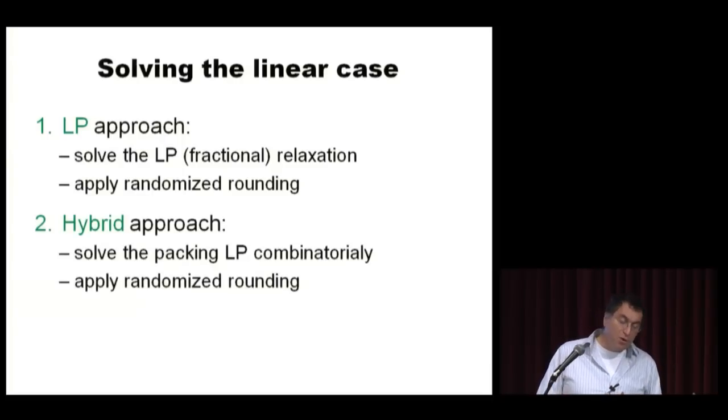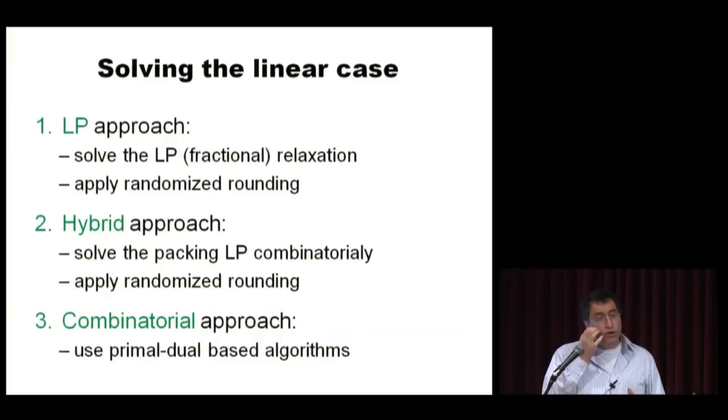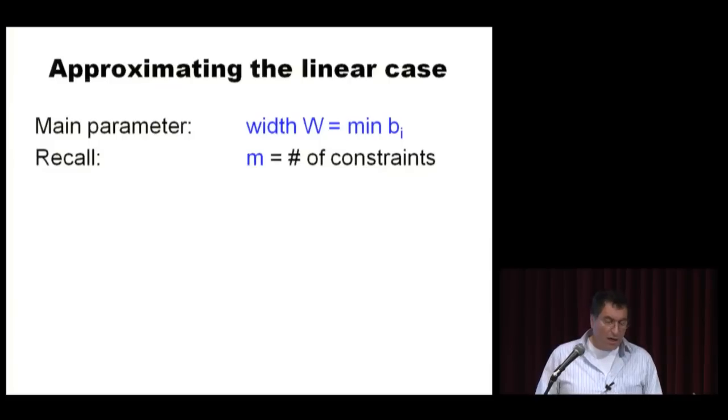There is a hybrid approach which, instead of solving the linear programming using the ellipsoid algorithm, which is polynomial time, or the interior point, you solve it combinatorially, and you can do it in some way a little bit faster. And then you apply randomized rounding again. And the third approach is to actually solve it using primal-dual algorithms combinatorially all the way. So this is for a linear function.